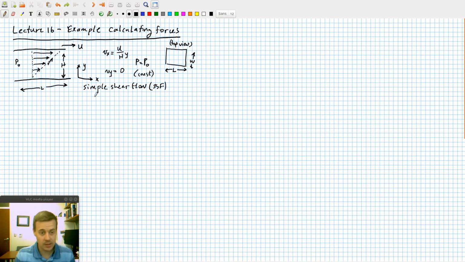And in simple shear flow, which I'll abbreviate SSF, I have a constant pressure throughout the flow. My x component of the velocity is given by u over h times y, and my y component of the velocity is 0, so I have no y velocity. In this geometry, I'm also going to give the plate an area. I'm going to make it rectangular with length L and width W, so I can calculate a force at the end of the calculation.